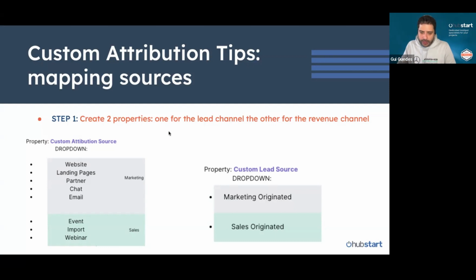So try creating one property. I would just suggest you call it custom attribution source, but you can name it any way you want so you can remember it in the future. And it's our suggestion to make it a drop-down with all of the channels you have in place. Okay, so in this case, landing pages, leads coming from a partner, chat, email, event, import, or a webinar just like this one we're having right now.